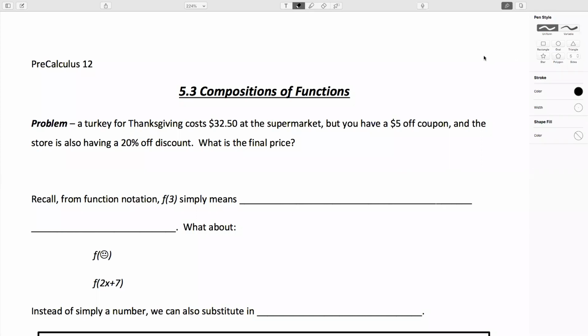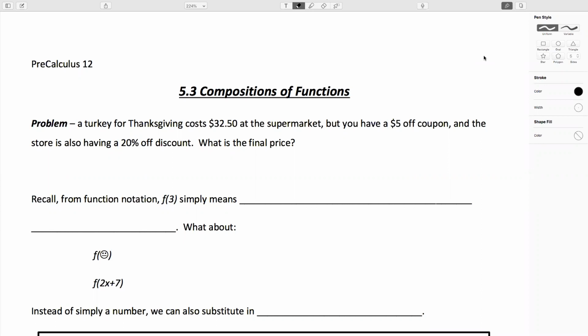Hello there, folks. The topic today, we're going to talk about composition of functions. So this is similar to what we did last time. Last time we talked about combining functions algebraically, and so in essence, you would take the equation for f of x and the equation for g of x, you would add them together, and that would be f plus g of x. Or you can do the same thing with subtracting, multiplying, and dividing to combine functions.